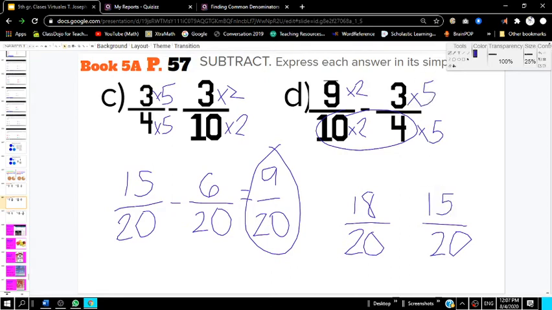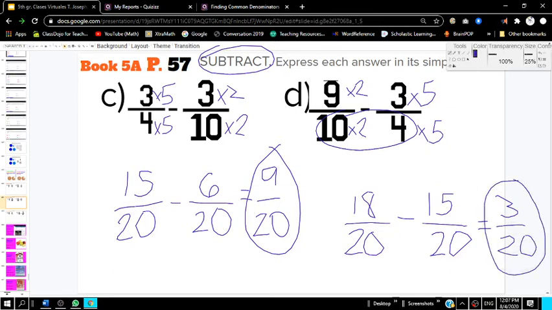Are we adding or subtracting? We're subtracting. So 18 minus 15 equals 3. Your final answer is 3/20. Check your answers to make sure that you did them correctly.